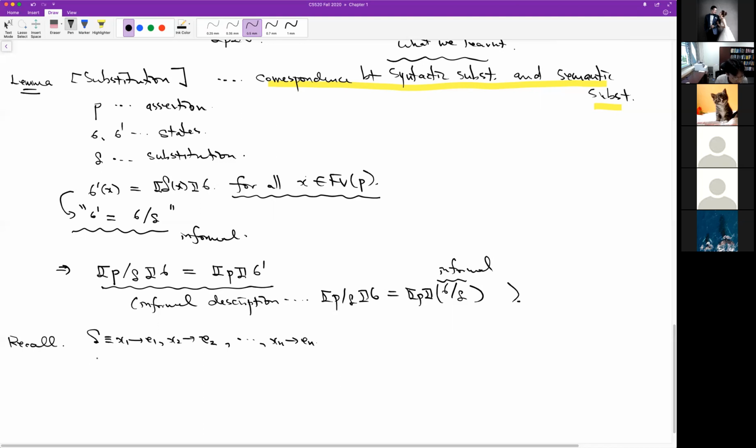Okay, and the other notation is something that we already used. Sigma[x to n] is a state where variable x now gets mapped to n. For all the others, it maps to the same as before. So if you apply it to y, it gives n if x and y are the same variable. Otherwise, it's sigma of y.